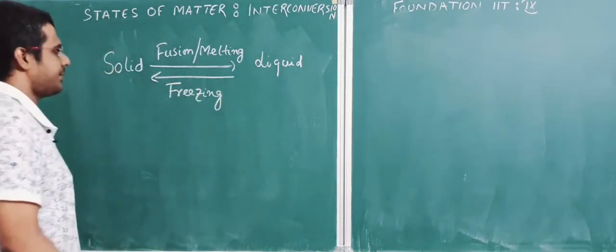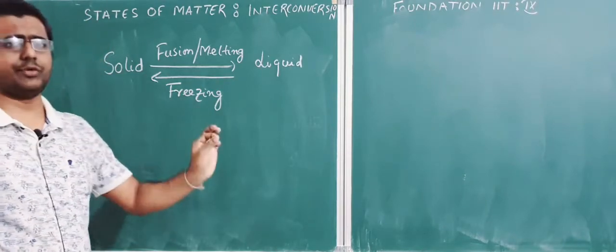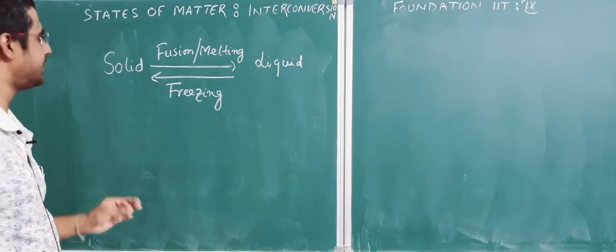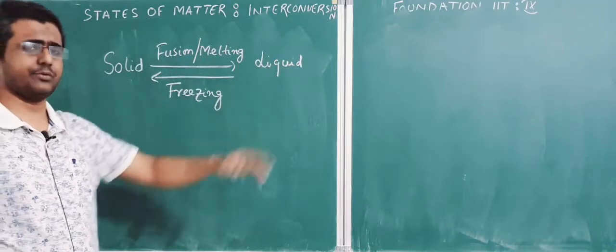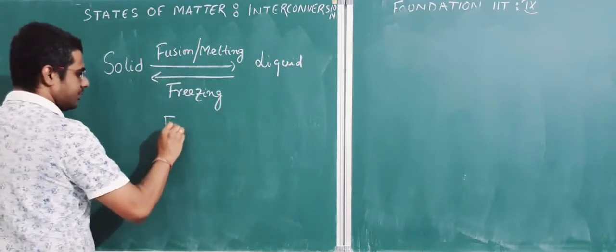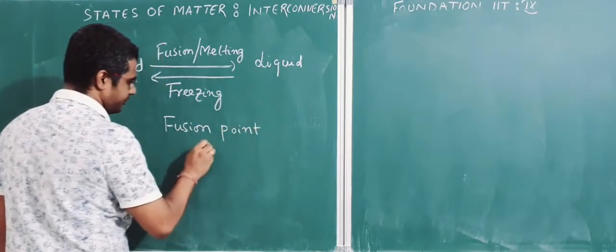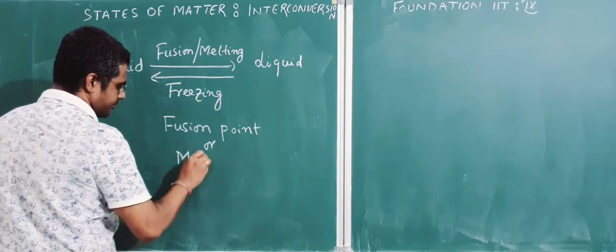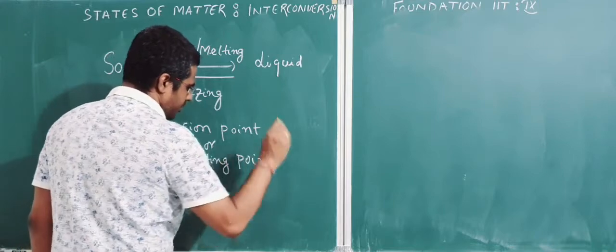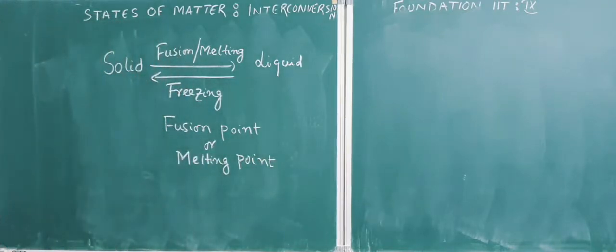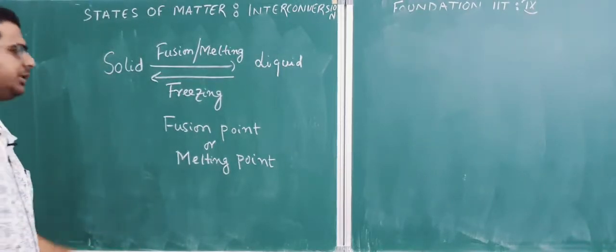For solids, while getting converted to liquid, there is a specific temperature at which a solid gets converted to liquid. The temperature at which the solid gets converted to liquid is called fusion point or melting point, the point where the solid gets converted to liquid.